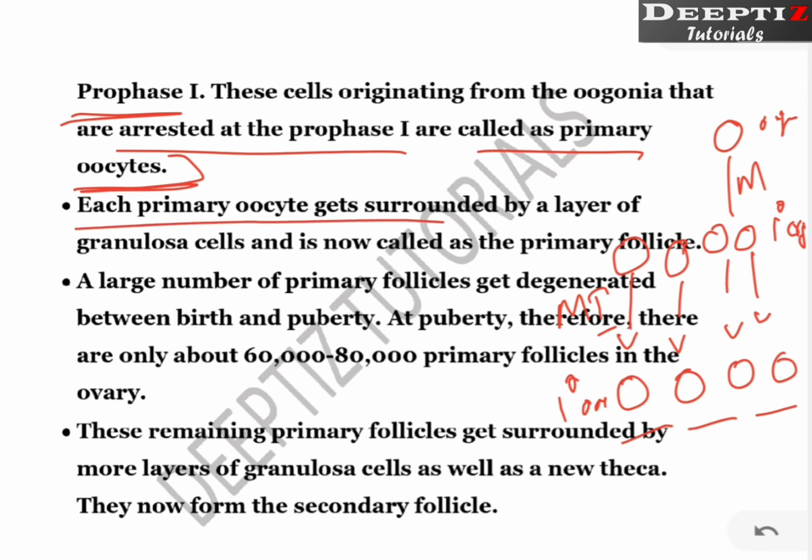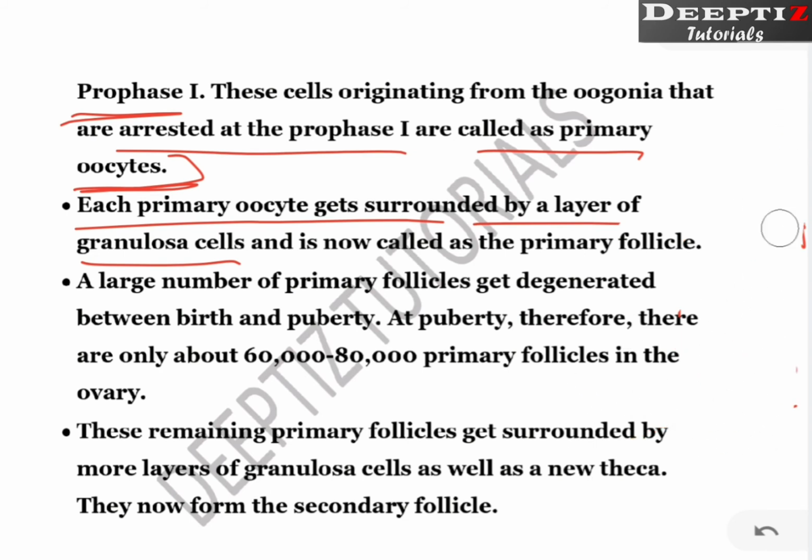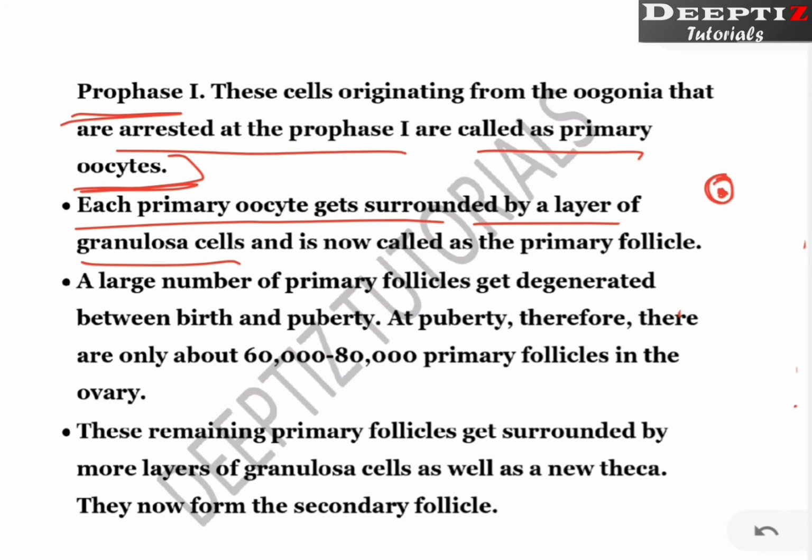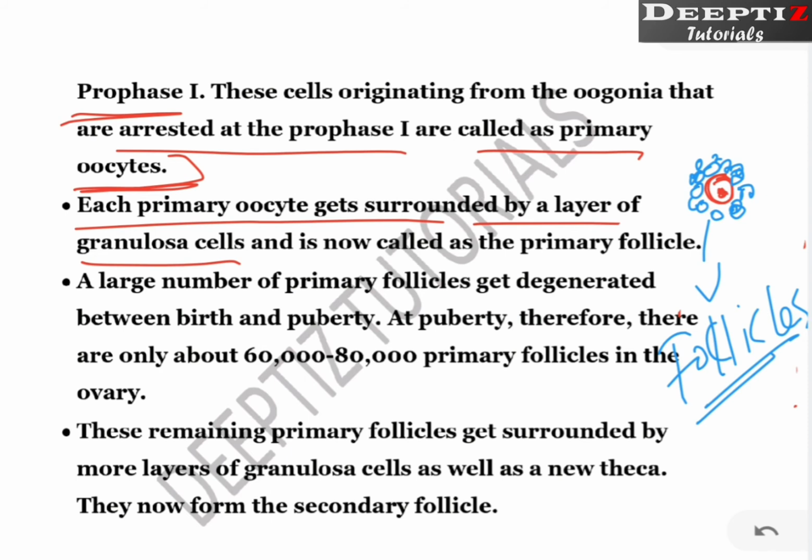Now each primary oocyte gets surrounded by a layer of granulosa cells. This is very important. Just imagine this is the primary oocyte, a cell with a nucleus. Now some cells keep adding on this structure. Only then will development take place. As it comes, I will tell you the different names. Now, surrounding this primary oocyte, a layer of cells gets added. These cells are termed follicular cells, or the follicles. Since it is around the primary oocyte, we call it a primary follicle.